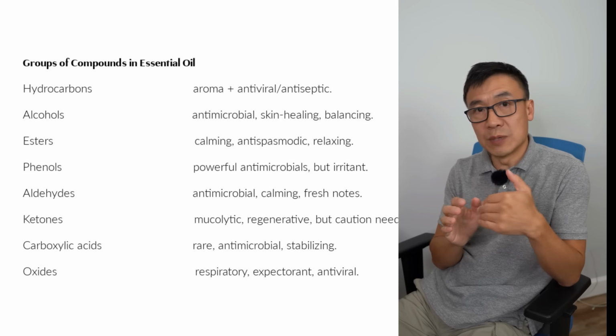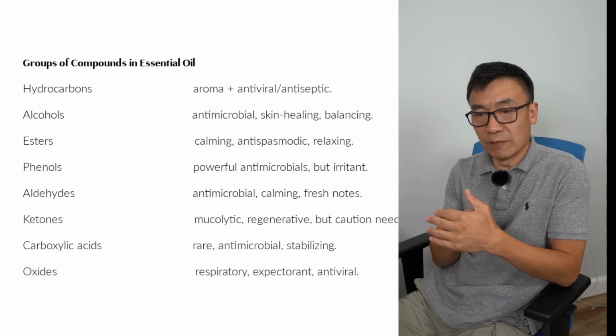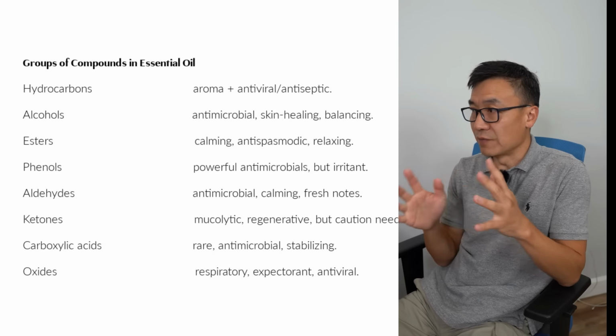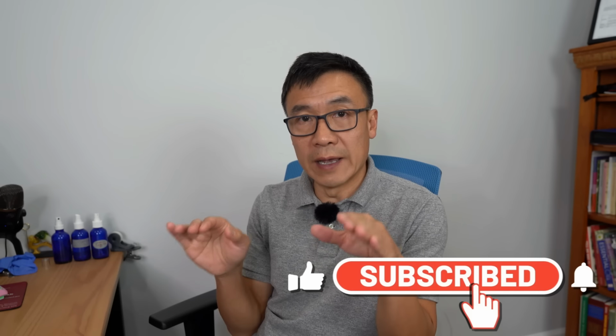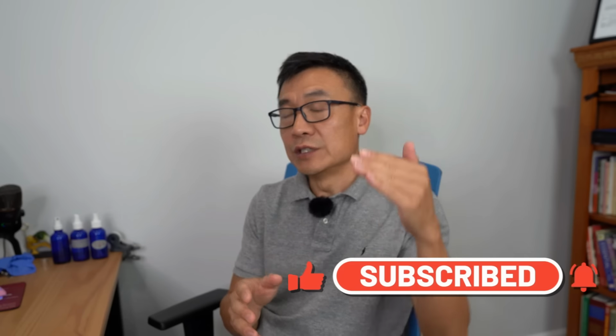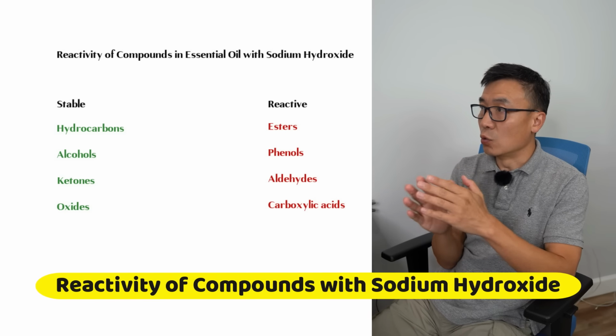It's been used in commercial mouthwash and also used for a lot of disinfectant and also antiviral. These 8 groups of chemicals within essential oil doesn't mean all essential oils have these 8 groups of chemicals. This is for the general category of the chemicals within all kinds of essential oils. Some of the categories are reactive with sodium hydroxide. The next picture shows the reactivity of the compounds with the sodium hydroxide.